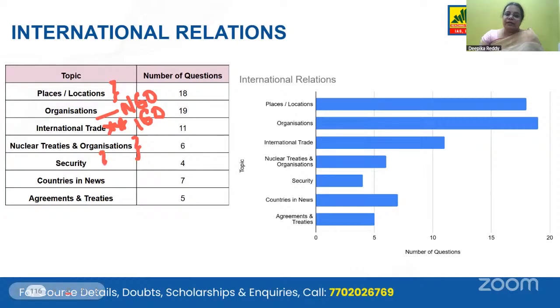Security has, of late, been in focus. Countries in news, along with places in news. For example, in the Ukraine-Russia war, the questions were on the borders of Ukraine and so on. And agreements and treaties, as I said, overlap with this, basically countries and all.